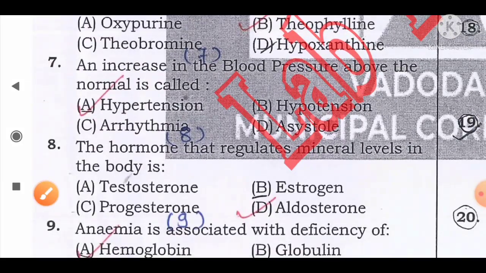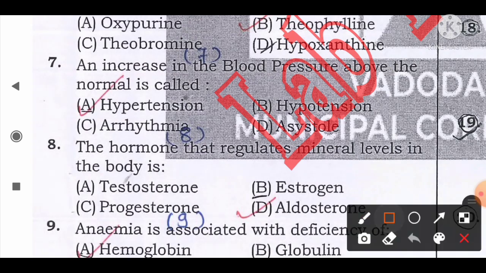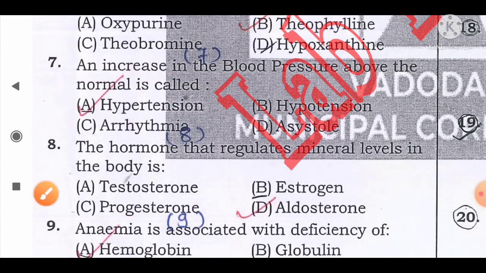Move to the next question, number 7. An increase in the blood pressure above the normal is called option A, hypertension. B, hypotension. C, arrhythmia. D, asystole. And the correct answer for this question is, the term used for increased blood pressure is hypertension. So option A, hypertension, is the correct answer for this question.